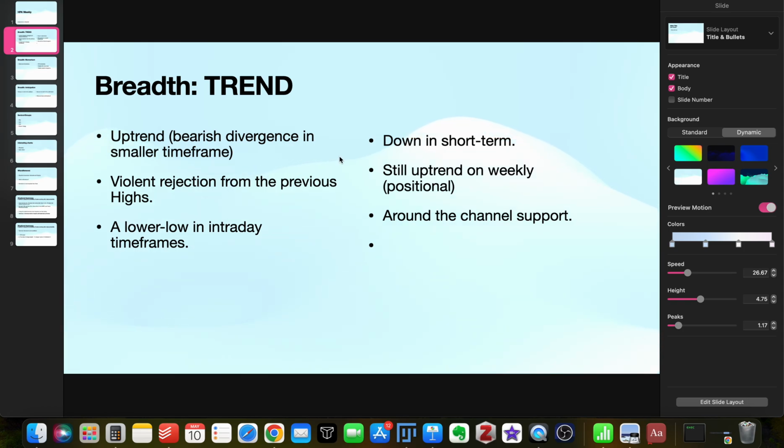What transpired this week was that we are down in the shorter term. Positionally, on weekly charts, we are still trending up, so positional players still don't have much to be worried about. Most of the indices are at around channel supports or at previous pivot lows, so we'll make a couple of anticipations based on that.